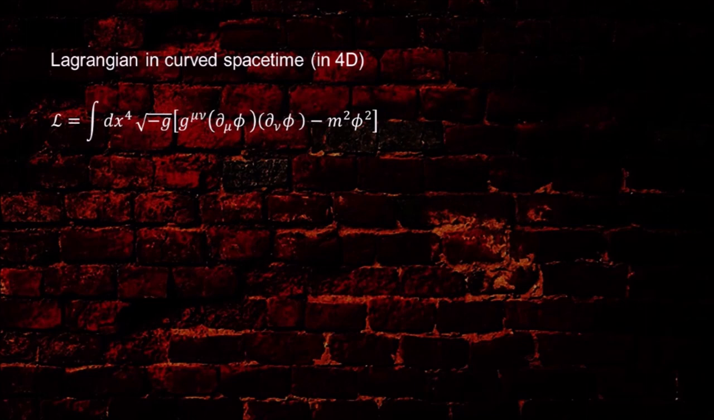For a massive scalar field in four dimensions, the Lagrangian looks like this, where g^{μν} is the inverse metric and g is the determinant of the metric. For a flat spacetime, this Lagrangian reduces to the one we've seen in the first video of this series.